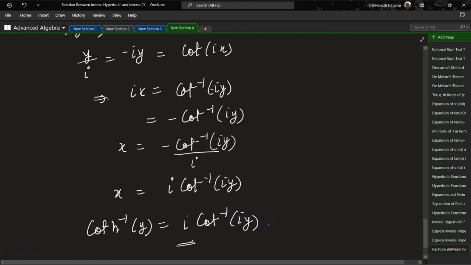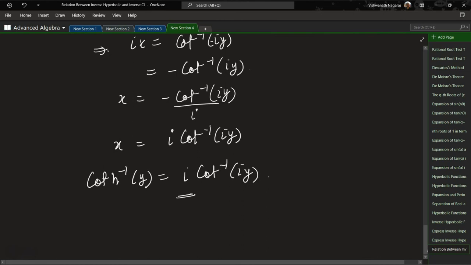So these are the relations. These itself you can manipulate in different ways, right? You can bring this i to this side, rationalize it to get cot inverse of iy is equal to what in terms of hyperbolic cot, that way. Okay, so that's it.